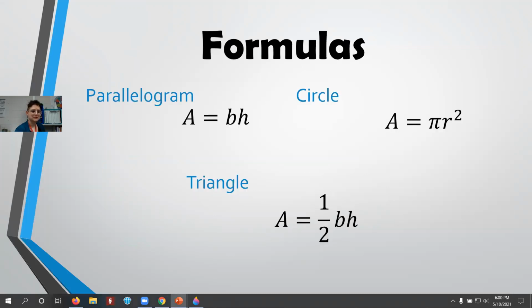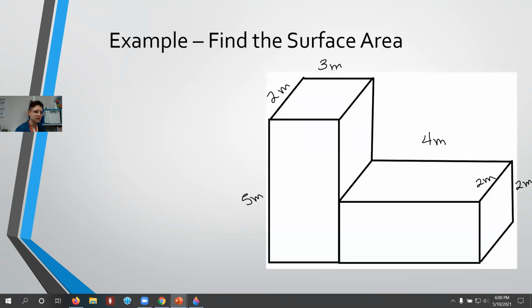So we're going to focus on using our parallelogram and triangular formula. We're not really going to deal with a lot of circles in this video. So let's look at our first example. We have two rectangular prisms that have been combined, and we want to find the surface area of them.